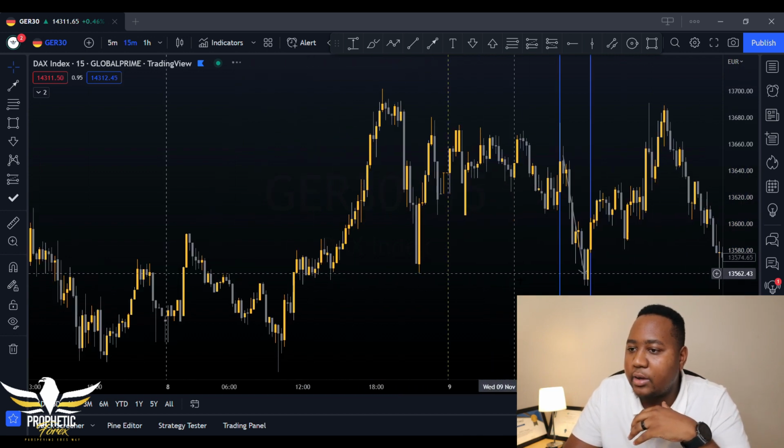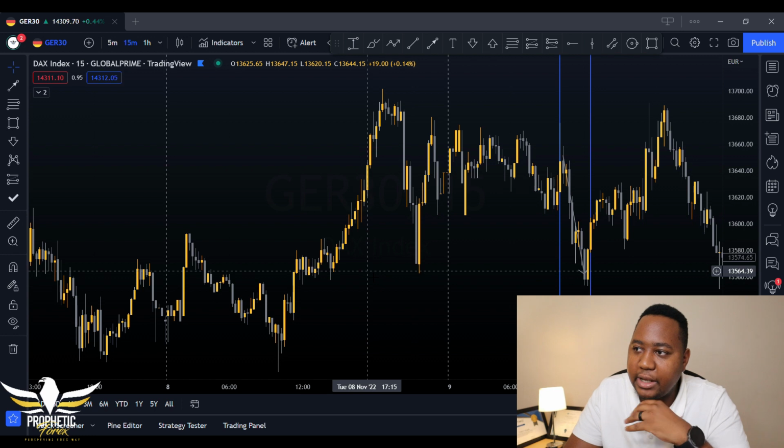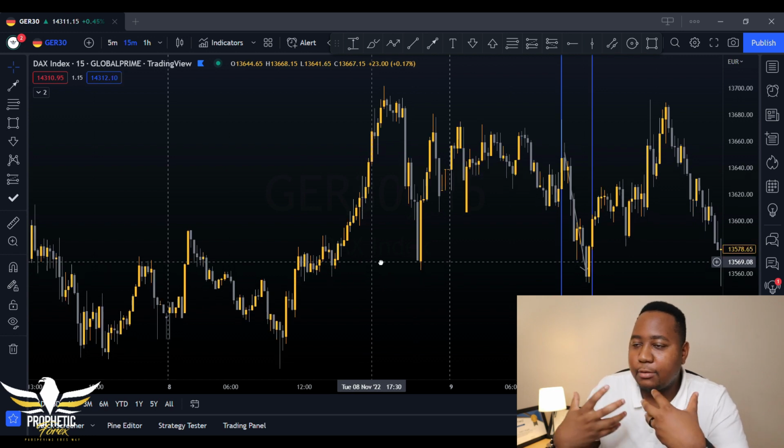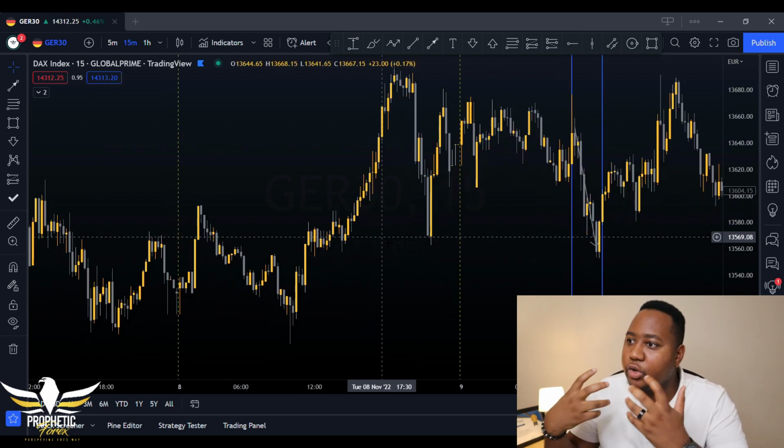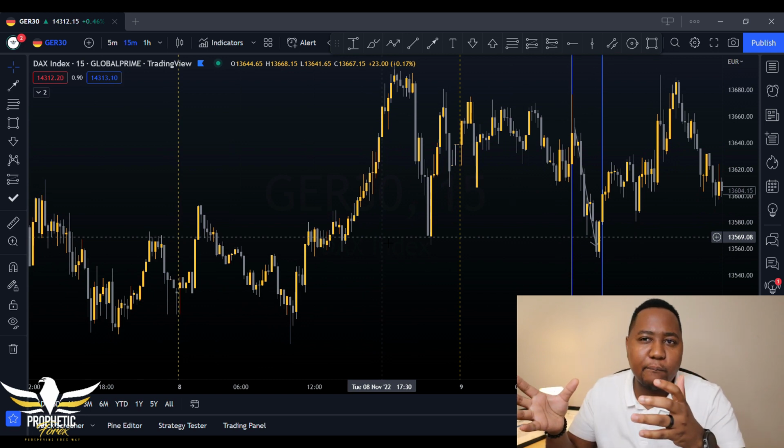This also does work on pound USD. I'm not going to zero in much on that because I'm an indexes trader, and we know that indexes do pay a lot of money.